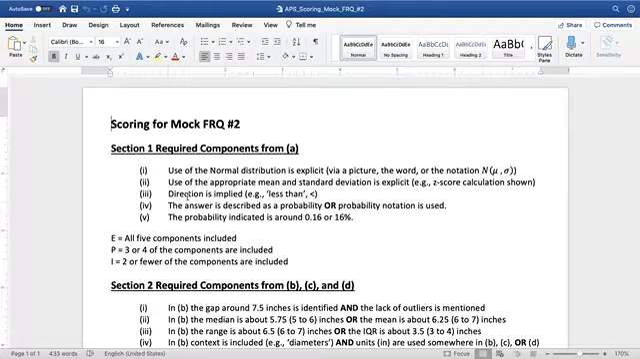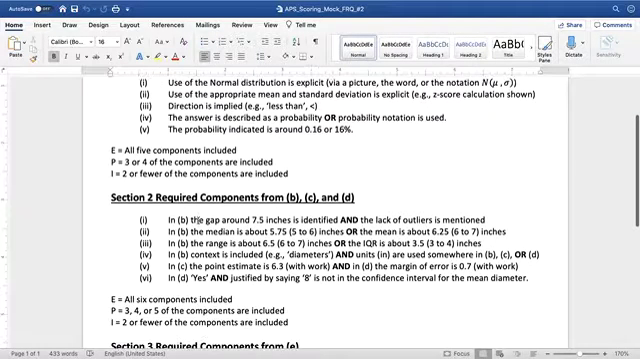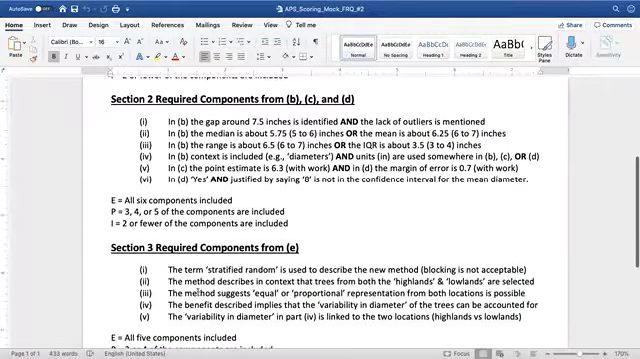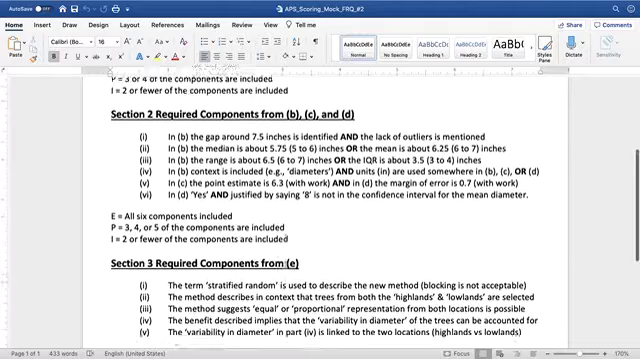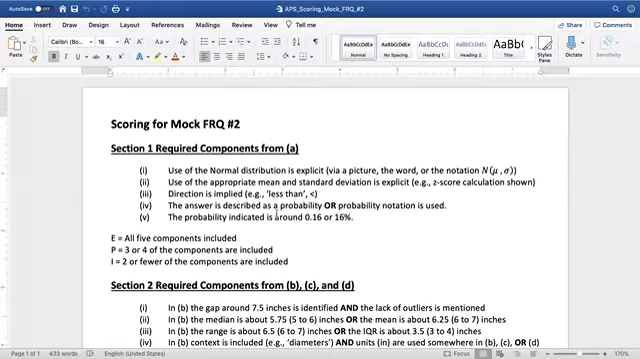Let's take a few minutes and look at the scoring rubric for the second of the mock free response questions. So the first section of the rubric is based on part A of the question by itself. The second section of the rubric combines parts B, C, and D together. Then the third and final section of the rubric is about part E and only part E. So let's take a look at part A.